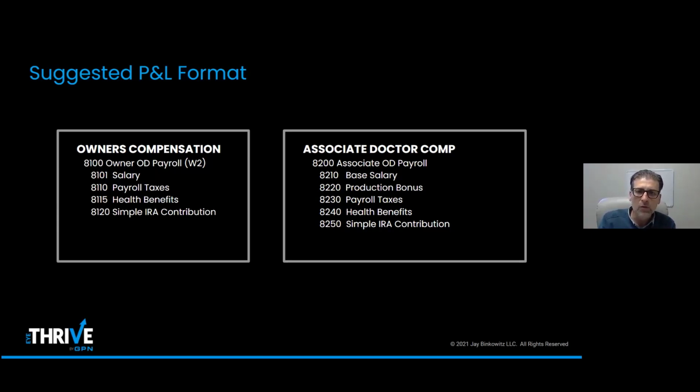And the reason we do that is that in optometry, we've gotten very used to this optometric net idea, which is what should the practice net be before we pay our doctors. And so since that's kind of a common thing, we like to look at our owner and our associate doctor compensation after or below the line, below the net operating income.